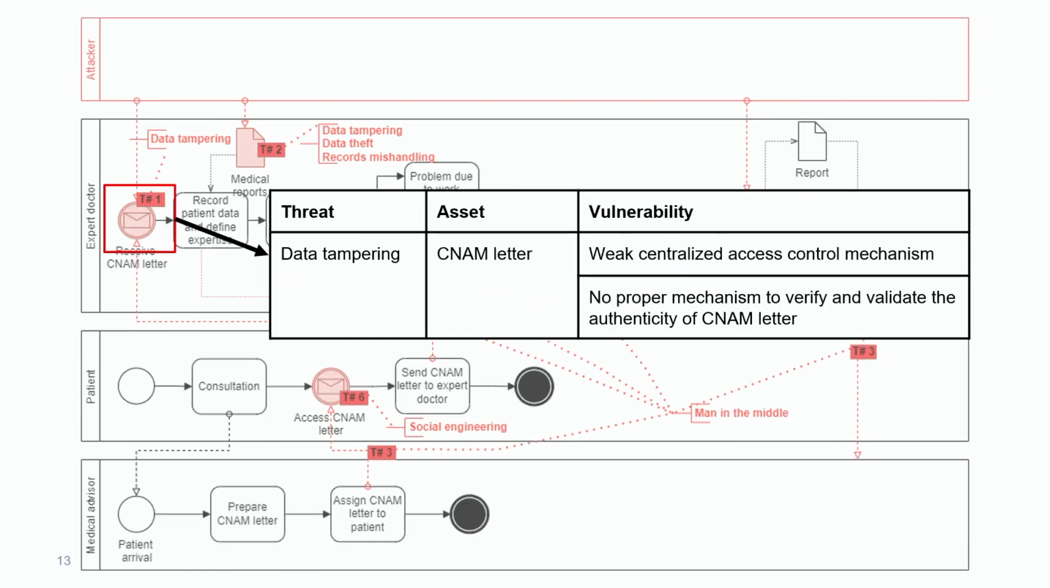Threat point number 1 is related to data tampering. Due to the weak access control to share the CNAM letter, an unauthorized user, for example the attacker or a malicious user, can get access to this letter and tamper with it. Also, there exists a possibility that a patient can intentionally or unintentionally tamper with this letter. In both cases, the system does not have a proper mechanism to verify and validate the legitimacy and authenticity of the CNAM letter.